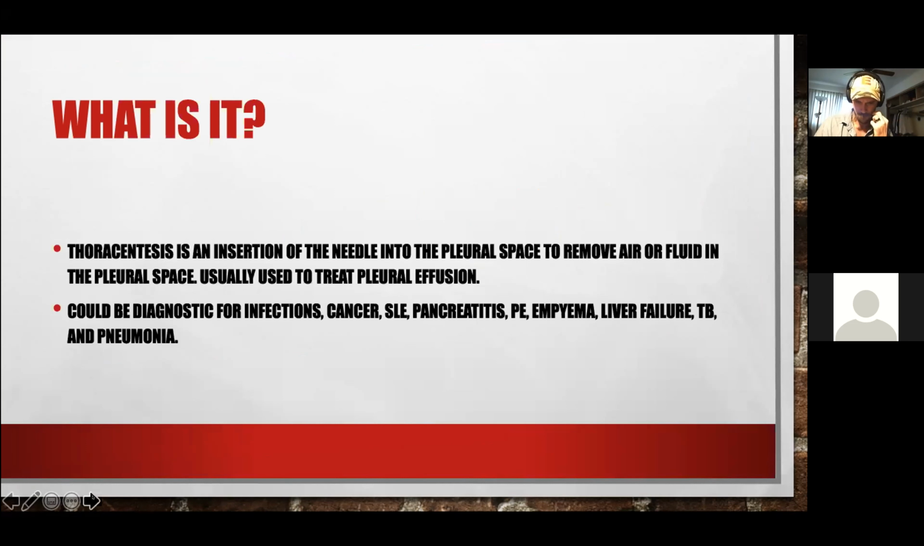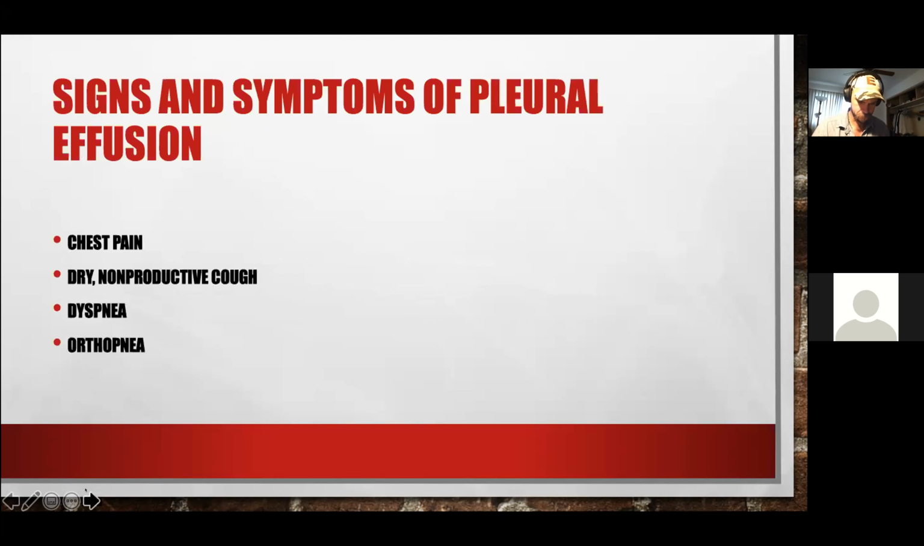It could be used for diagnostics. So when you pull that fluid out, you could send some of that fluid for analysis in the lab, looking for any infections, maybe cancer, pancreatitis, empyema, liver failure, tuberculosis, and pneumonia. So that's just interesting to note.